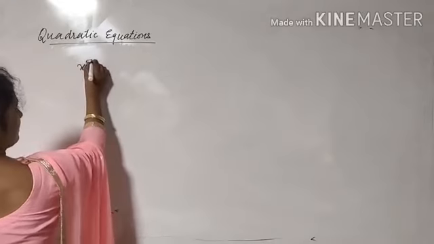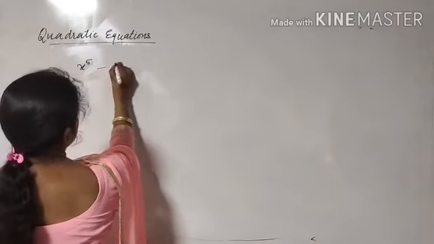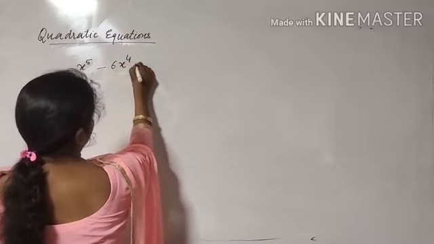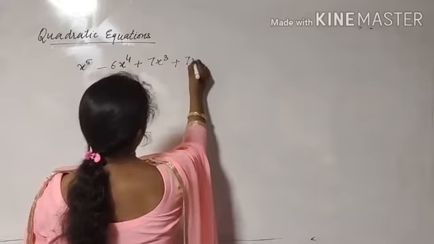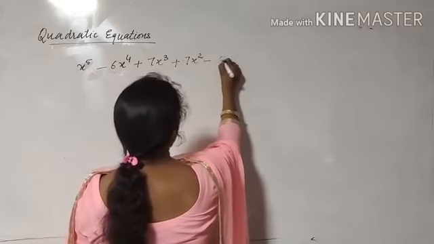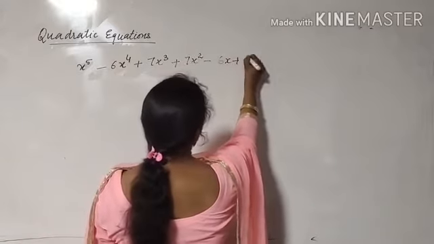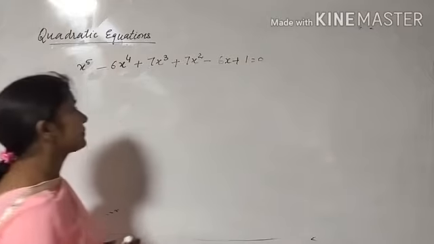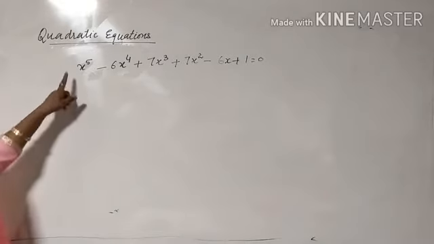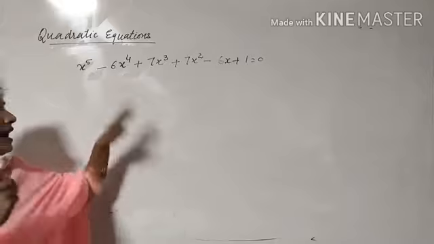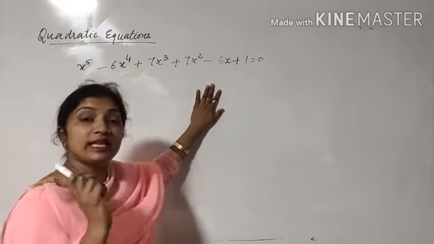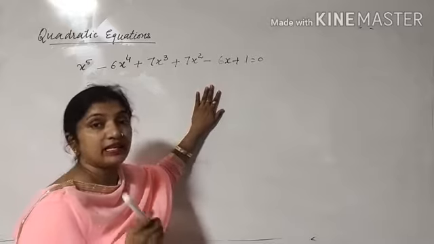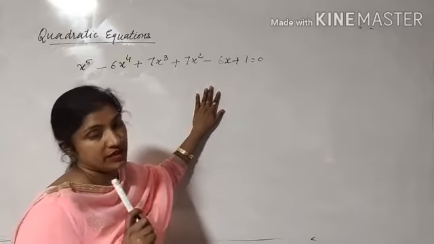x^5 - 6x^4 + 7x^3 + 7x^2 - 6x + 1 = 0. Here again you can see that the coefficients from the beginning are the same as the coefficients from the end. So when the equation is of degree 5, then either 1 or -1 will be a root.